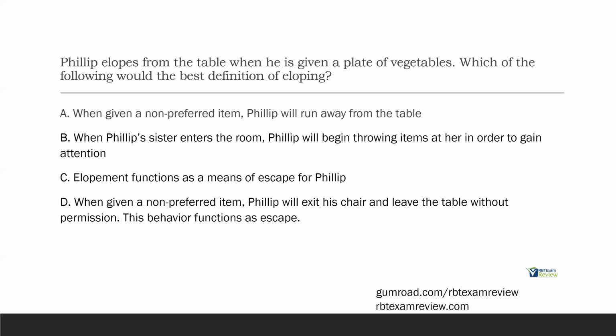So let's look at A. When given a non-preferred item, Philip will run away from the table. Okay, so not bad, right? We have an antecedent. We can picture running away from the table. A isn't terrible, right? If there's not a better answer, A would be acceptable.